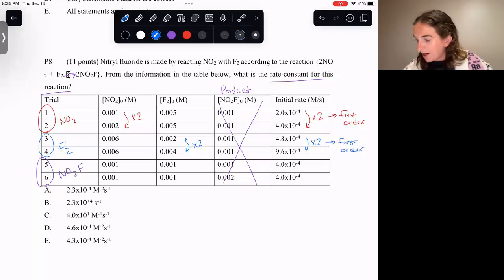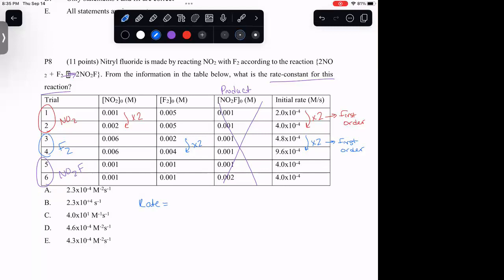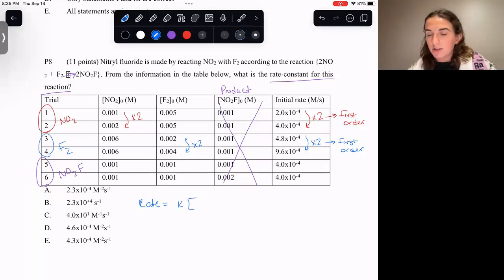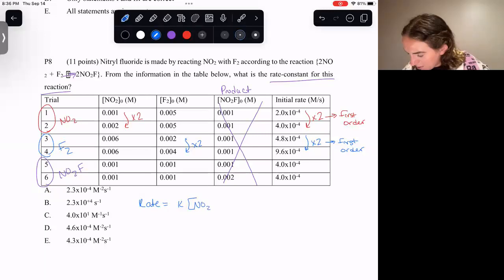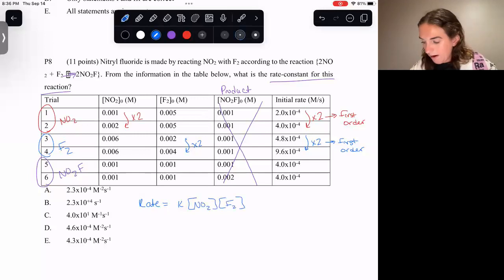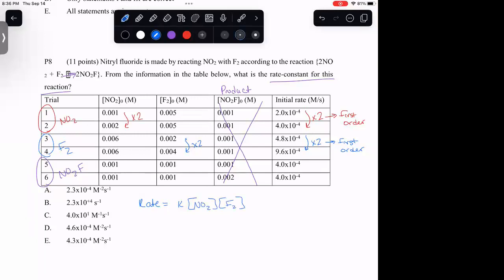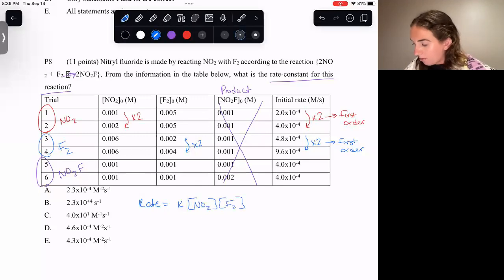Okay, so if we were to write the rate law for this reaction, we would say the rate is equal to what comes first in a rate law? The constant? Yep, the constant, we have K. And then do we need reactants and products, or just reactants? What goes onto our rate law? Just reactants. Yep. So we'll have NO2 and F2. And do either one of them need an exponent? No. Nope, they do not, because they're both first order. So overall, what is our order? Second. Good.